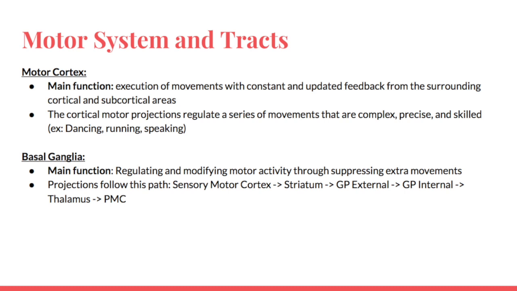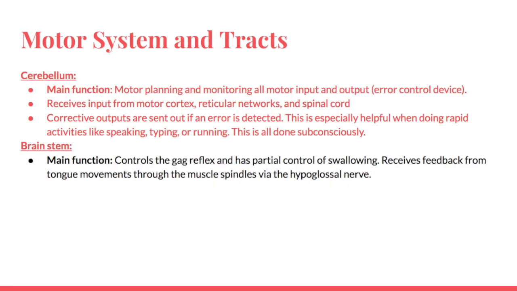And for our purposes, it is important when there is another disease that coincides with it, like Parkinson's. The next one is the cerebellum, and its main function is motor planning and monitoring all motor input and output. So it's basically just an error control device. It receives input from the motor cortex, reticular networks, and spinal cord, and it has corrective outputs that are sent out if an error is detected. This is especially helpful when doing rapid activities like speaking, typing, or running. And this is all done subconsciously.